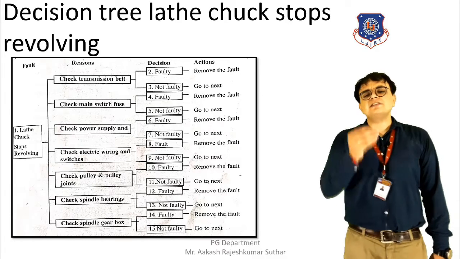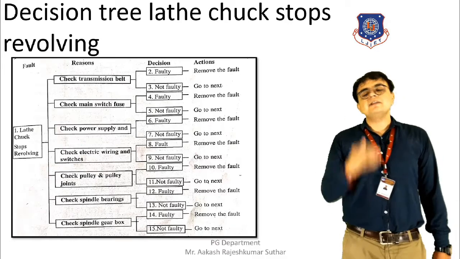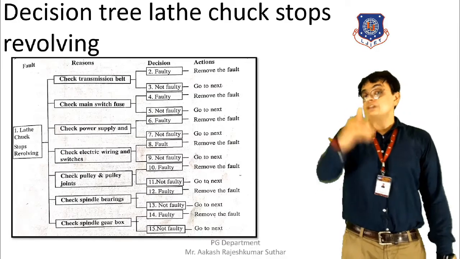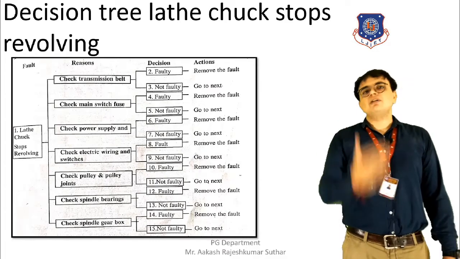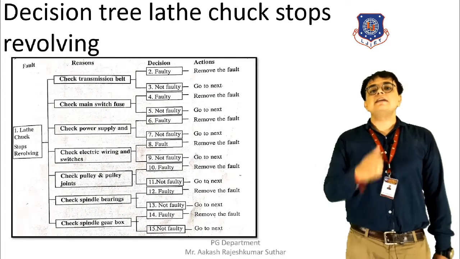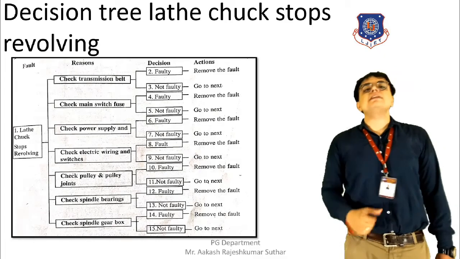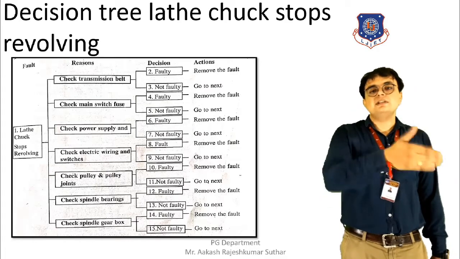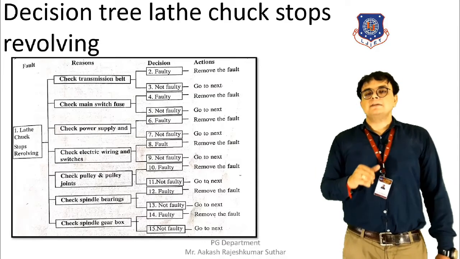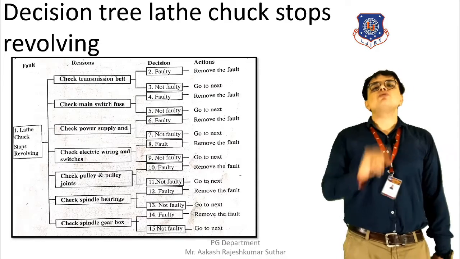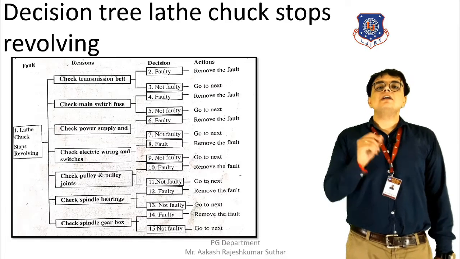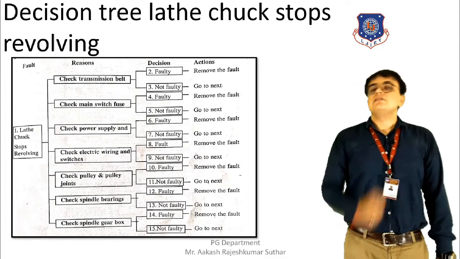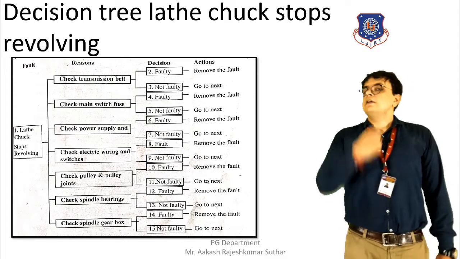So moving towards the next reason, that is the check of the pulley and the pulley joints. In that reason we need to check the pulley and its joints, and based on this checking, if it is found that the pulley and the pulley joints are responsible for this fault, then in the corresponding activity we should write remove the fault. And if the pulley and the pulley joints are not responsible for the occurrence of the fault, then in the activity corresponding to this decision we should write move towards the next reason.